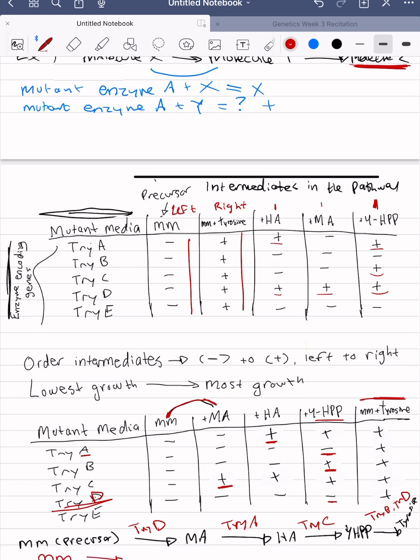So we would have minimal media, which goes to MA, which goes to HA, which goes to 4-HPP, which then has two separate pathways which allow for the production of tyrosine.